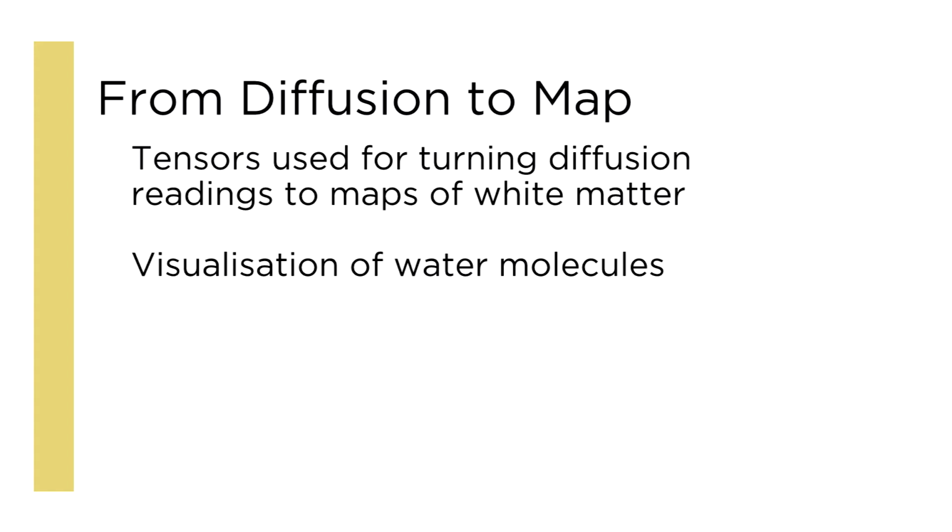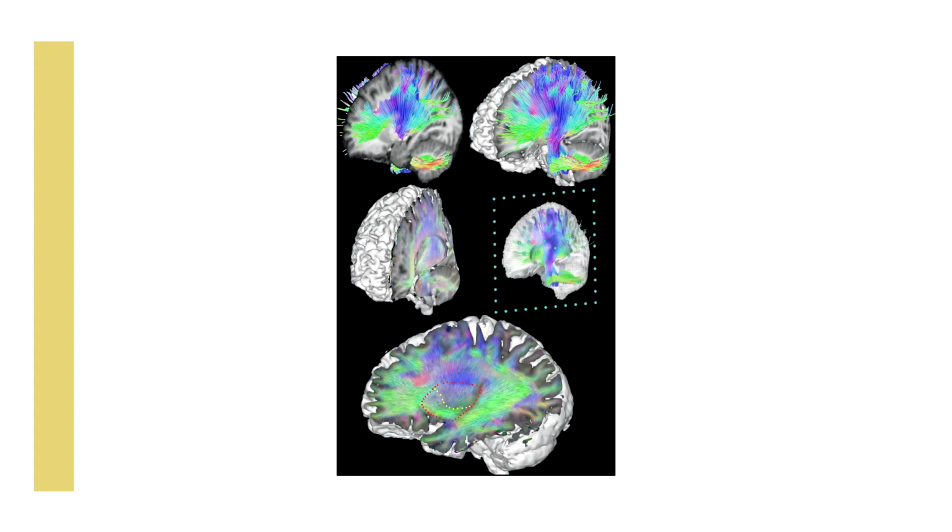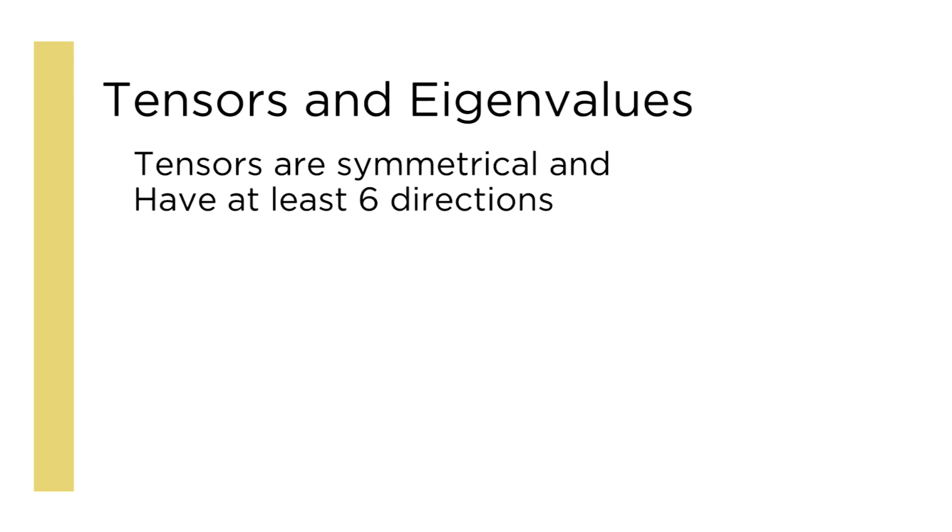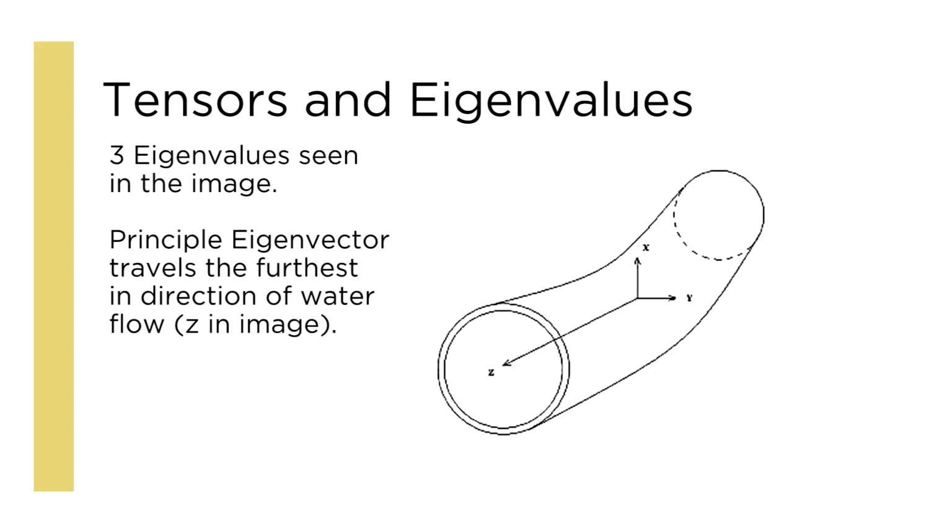Tensors describe the linear relationships of the axons. They portray the anisotropy of diffusion within white matter tracts and how the different directions correlate and interact. This allows visualization of the magnitude and direction of water molecules within the brain. Tensors can be used to convert the diffusion readings into maps of white matter fiber bundles in the brain. Tensors have a symmetrical layout with at least 6 different elements which correlate to different directions. These are known as eigenvalues.